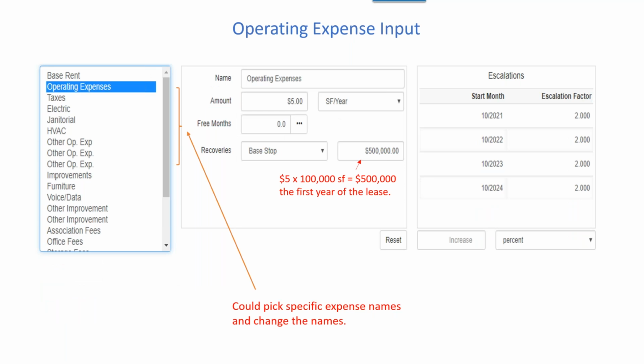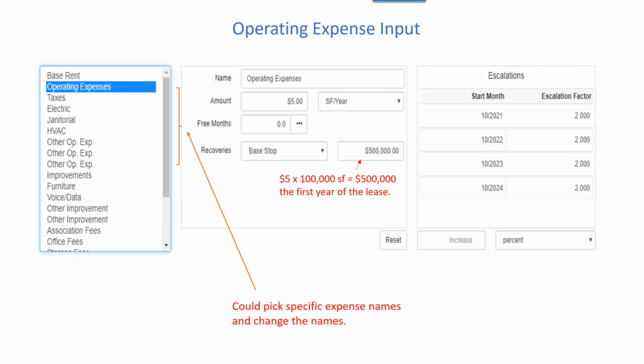Here you see the operating expenses. Again, we wouldn't have to have something that lumps all operating expenses together into one generic operating expense category. We could separate out taxes and electric and janitorial and however many we wanted. And you can see there's even furniture and voice data and improvements and association fees. And there's even more that you can't see here in terms of the things you could choose from, in addition to being able to create your own names. But you see the operating expenses here are $5 per square foot per year. And it's a base stop, again, based on $5 per square foot.